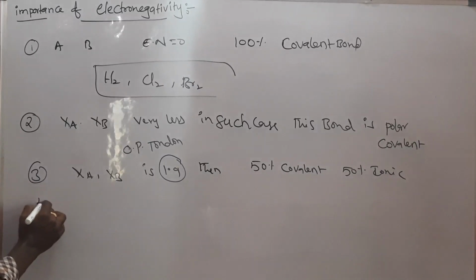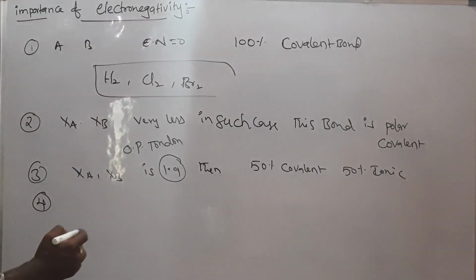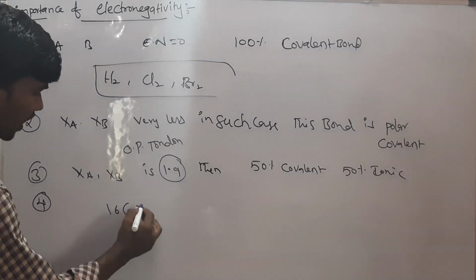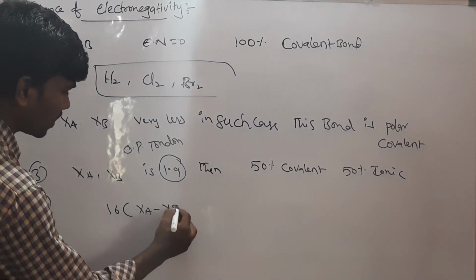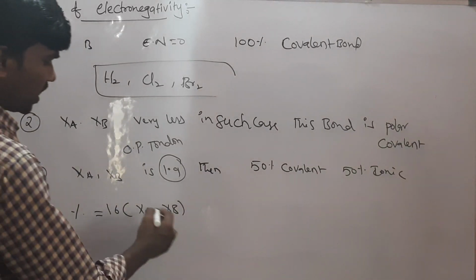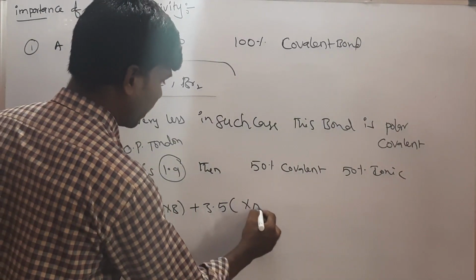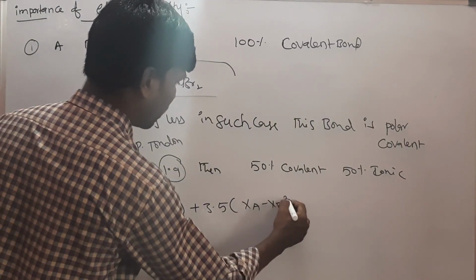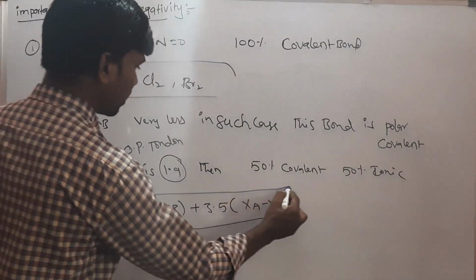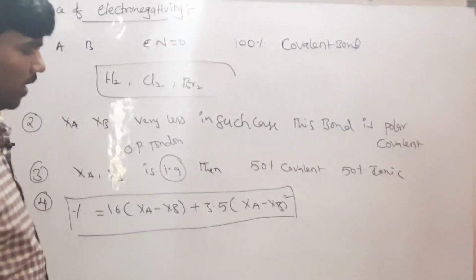Next, we can calculate the exact percentage of ionic nature by using this formula: percentage of ionic character equals 16 times (XA minus XB) plus 3.5 times (XA minus XB) whole squared. By using this formula, we can predict the percentage of ionic nature. Here XA and XB stand for the electronegativities of elements A and B.